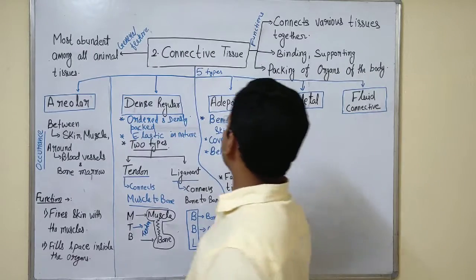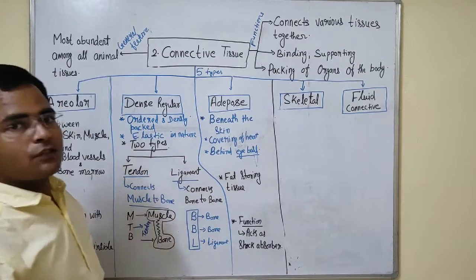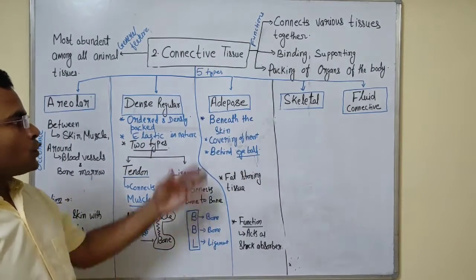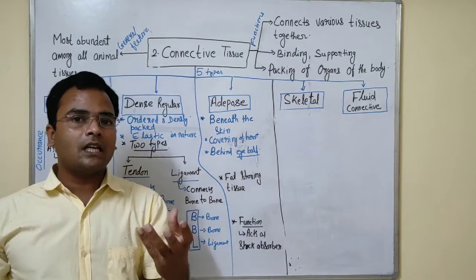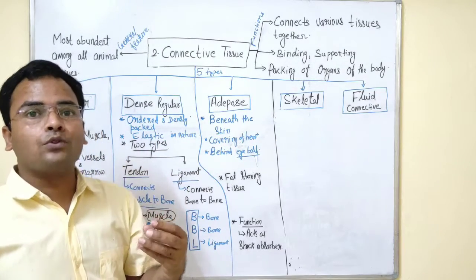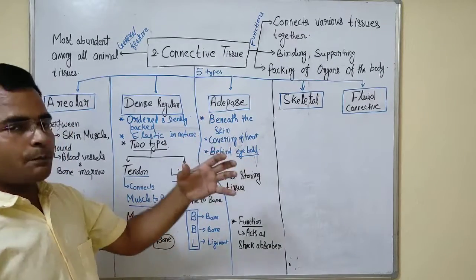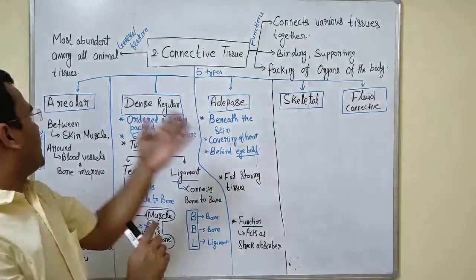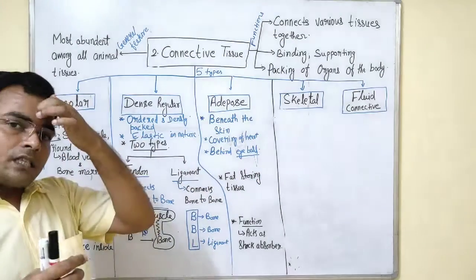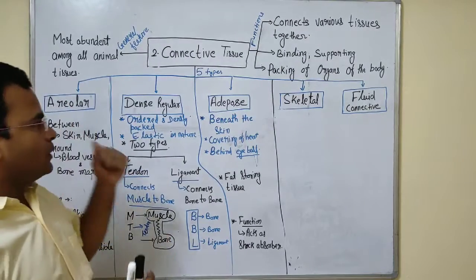The third type is the adipose tissue, and it is very important also. Adipose tissue is basically for fat. Adipose means fat. It is present beneath the skin. Now we have seen the cementing material like the areolar tissue.